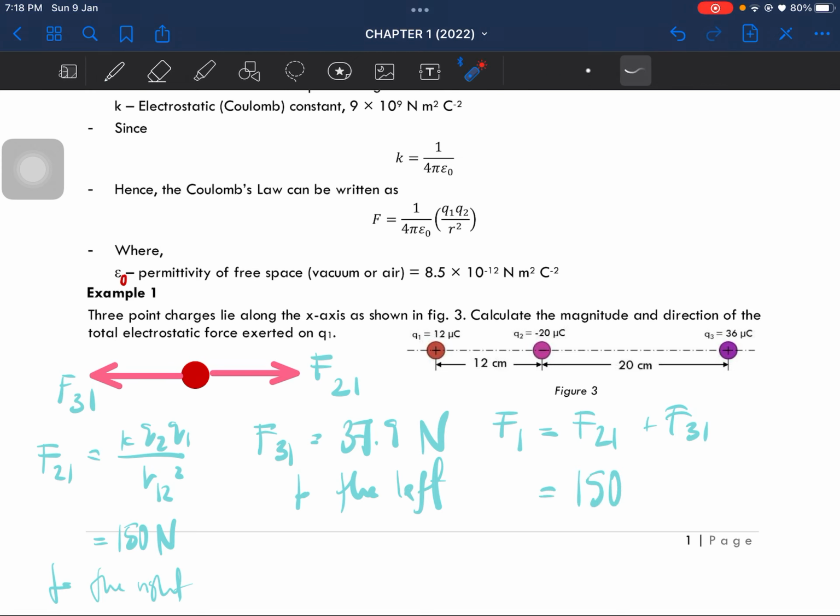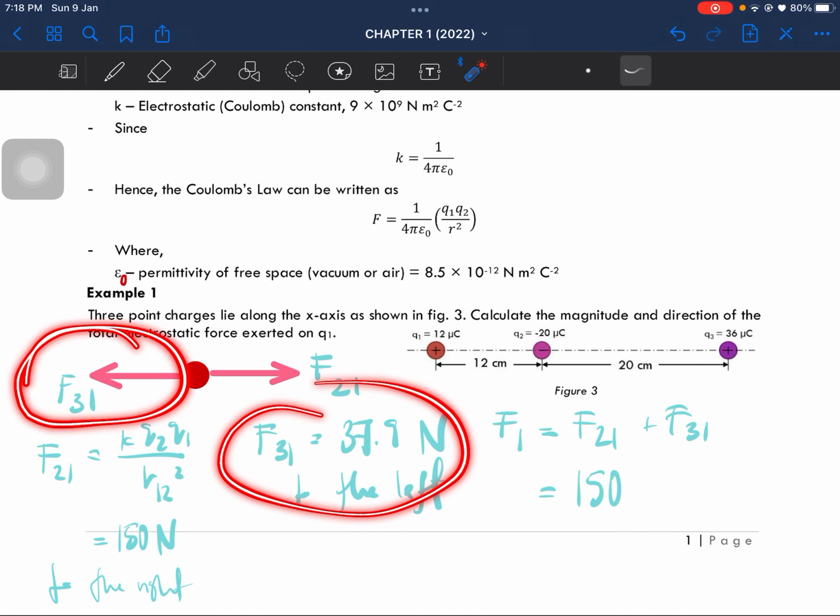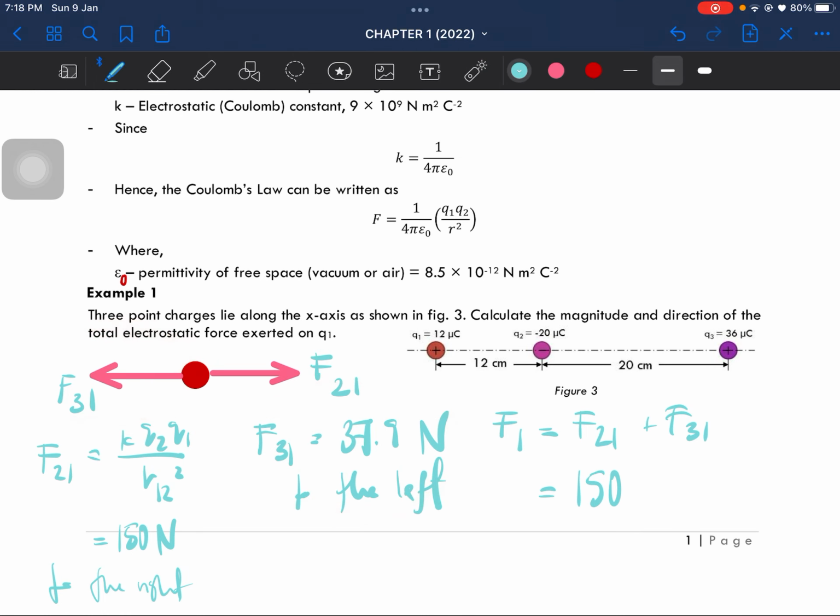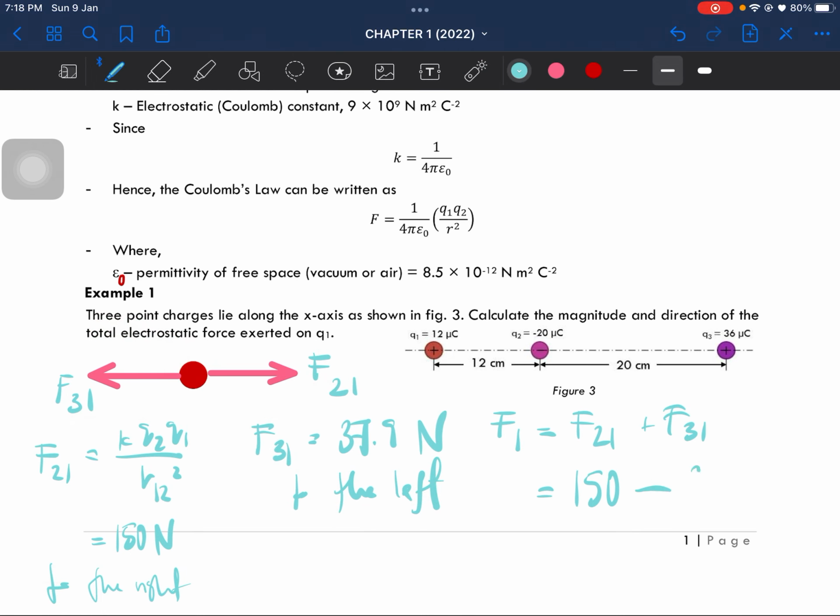So this will be 150, and since this force is going to the left, it will be negative: negative 37.9, which equals 112 Newton. So the direction is to the right. Why is it to the right? Because it is positive. Alright, that is the solution for example number 1.